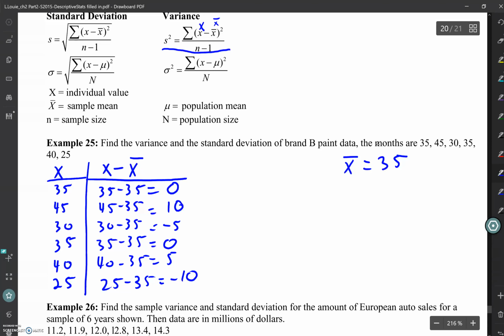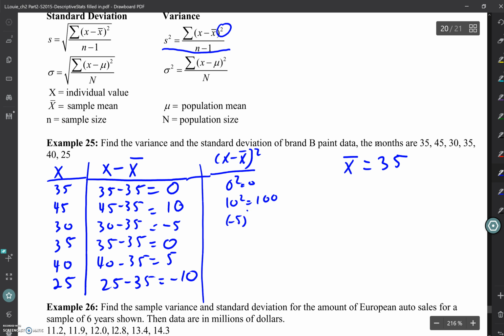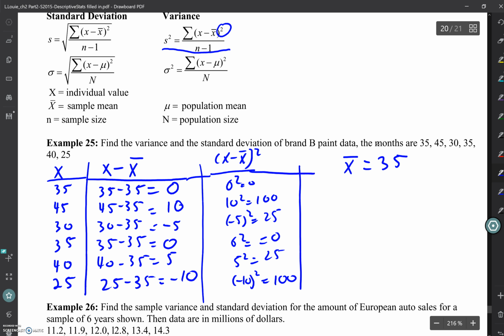All right, now there's another piece to this formula up here which says we want to square that number. So those numbers that we just got, including the negative, you want to square them. So 0 squared gives me 0. 10 squared gives me 100. Negative 5 squared gives me 25. 0 squared is just 0. 5 squared, 25. And negative 10 squared gets me to 100. Questions on that?